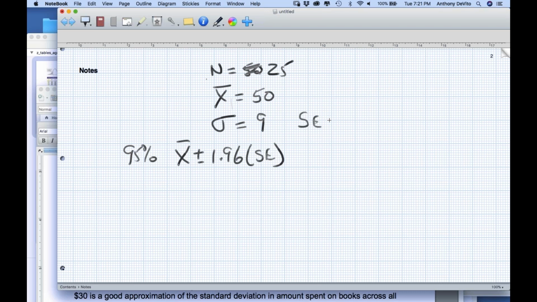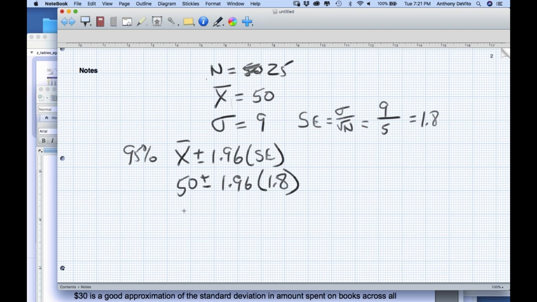So my standard error is going to be equal to sigma over the square root of the sample size, which is 9 divided by the square root of 25, which is 5, and that is equal to 1.8. Yes, I got that right. So standard error is equal to 1.8. Now substituting in here, 50 plus or minus 1.96 times 1.8.